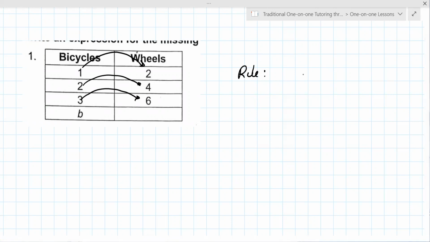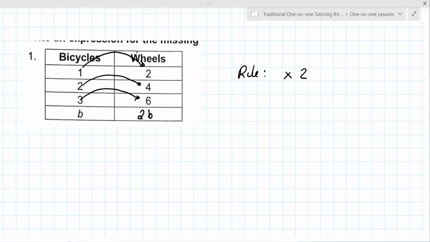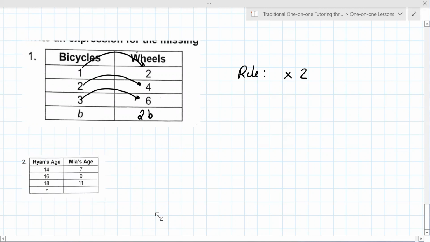So the same rule has to work for all of them. And that's what you just told me, times 2. So this would be 2B. Do you follow that? Okay? Because we're going to do all of them, because these are a little bit awkward. They're just different. It's always tougher when you don't have the rule.